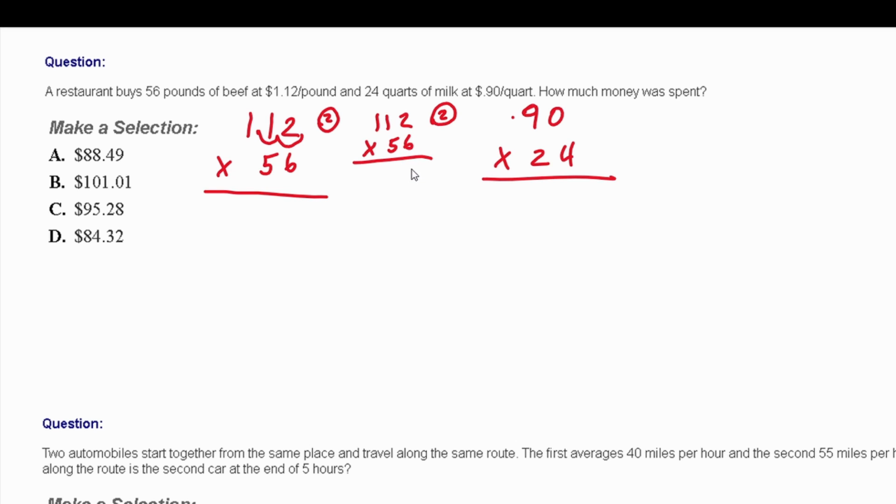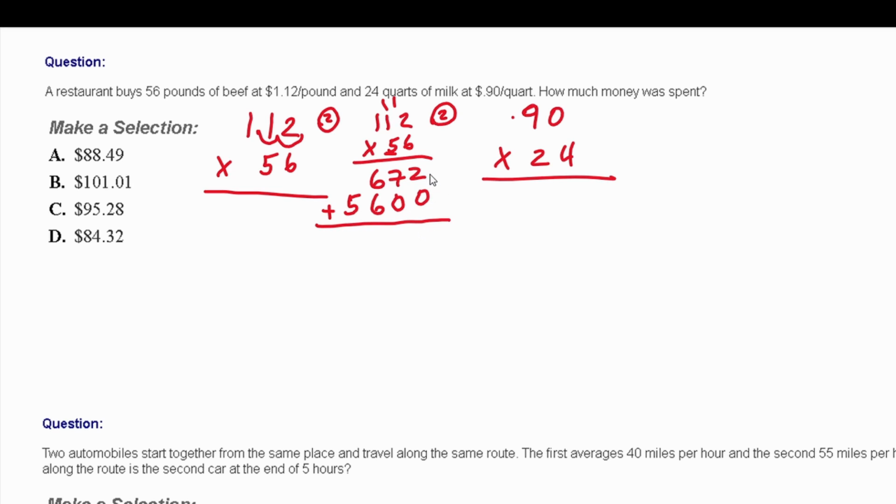2 times 6 is 12, carry a 1. 6 times 1 is 6, plus 1 is 7. 6 times 6 is 6. Before we start multiplication with this 5, we have to bring down a 0 placeholder. Now we can multiply with the 5. 5 times 2 is 10. Carry a 1. 5 times 1 is 5, plus 1 is 6. And 5 times 1 is 5.